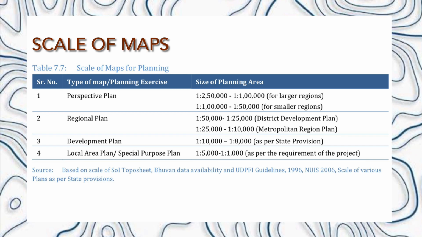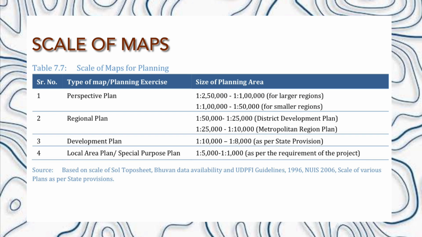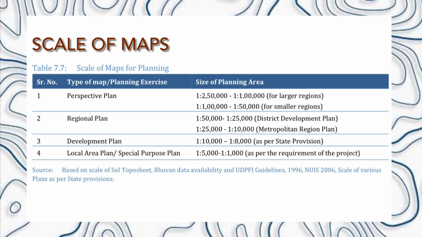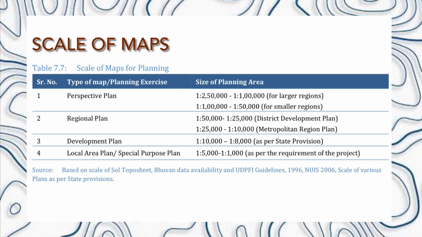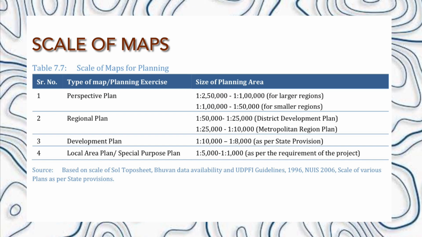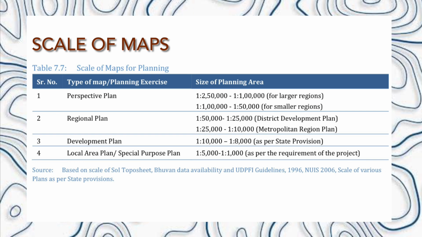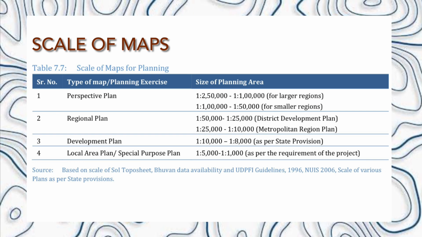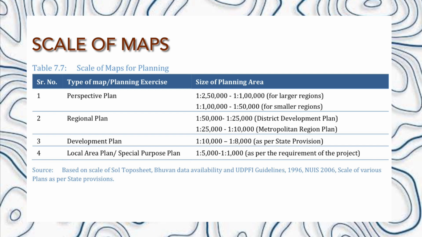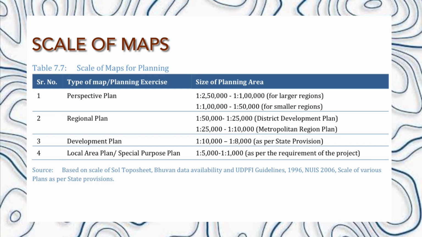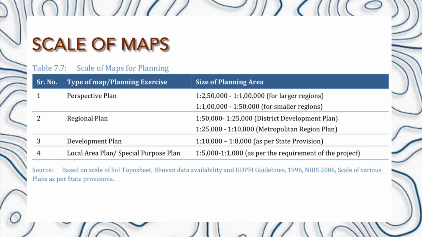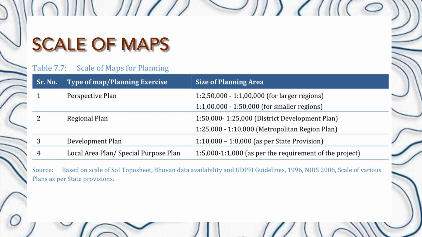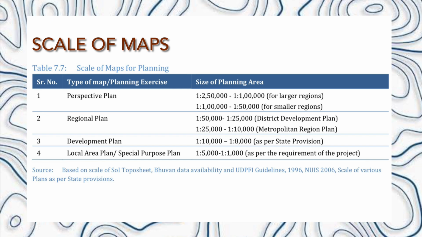So perspective plans that cover a larger region should have a scale of 1:250,000 to 1:1 lakh. And perspective plan of small regions will be in a scale of 1:1 lakh to 1:50,000. Now talking about regional plans, if a district development plan is prepared, then it should have a scale of 1:50,000 to 1:25,000. And if the region is metropolitan, then its scale should be 1:25,000 to 1:10,000.